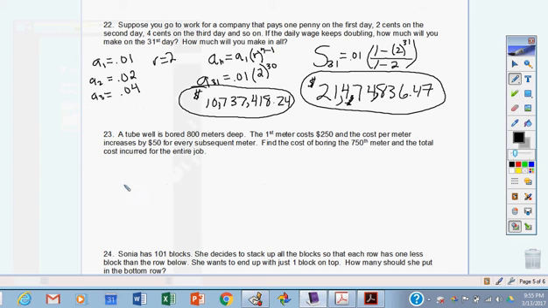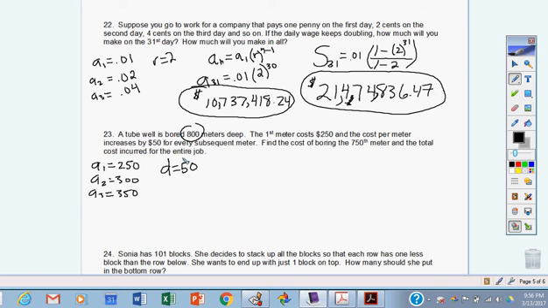All right, so a tube well is bored 800 meters deep. The first meter costs $250. So realize the first meter that we have charged costs $250. It increases by 50 every time. So basically the second meter is going to cost $300, the third meter is going to cost $350, and so on and so forth. We're going to do this all the way for 800 meters. So $250 and adding 50, that would be an arithmetic sequence with a d value of 50.